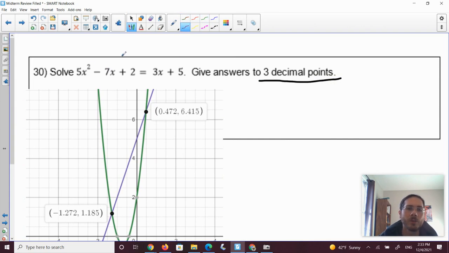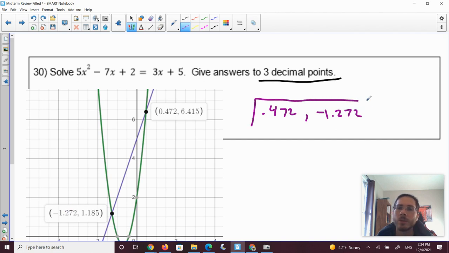But we have to be careful. There's no y's in this question. So if we answer with these y coordinates, we're going to get the answer wrong. So you only have to put the x's down. So negative 4.72 and negative 1.272. So those are the answers.